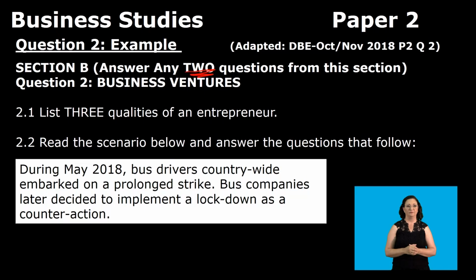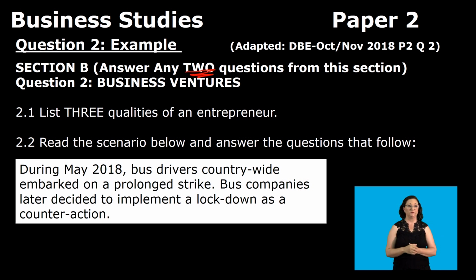We're moving on now to section B. Remember section B, you've got 3 questions. From the 3 questions, you are required to answer any 2 questions from this section. Then question 2, as mentioned, is your business ventures. And don't forget business ventures, there are 4 topics that go under business ventures.